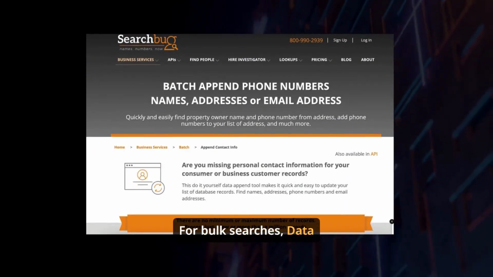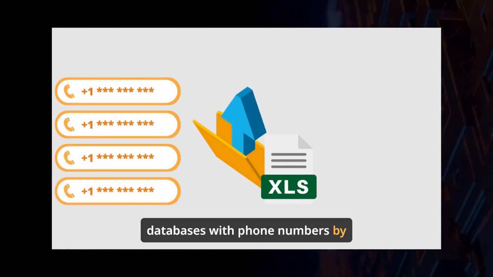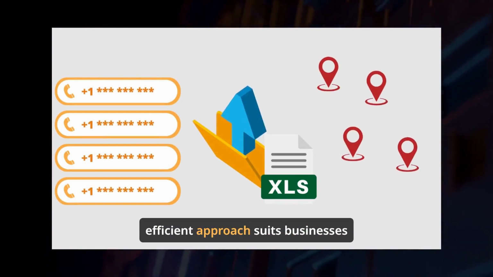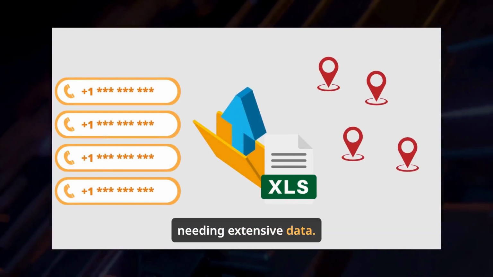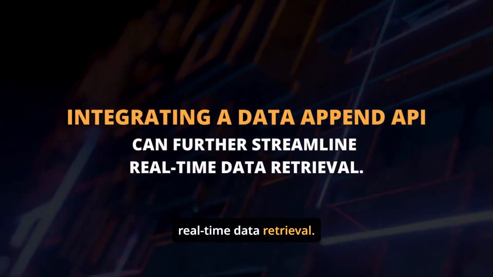For bulk searches, Data Append offers an automated solution. It's a method to enrich databases with phone numbers by processing address lists. This efficient approach suits businesses needing extensive data. Integrating a Data Append API can further streamline real-time data retrieval.